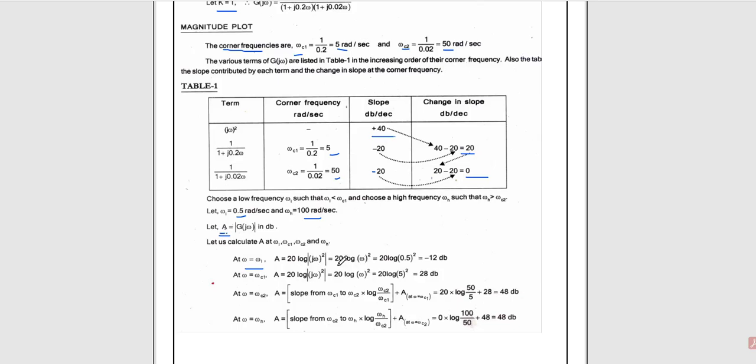So omega equal to omega L. Omega L we have selected as 0.5. So 20 log of 0.5 squared is minus 12 decibels. So we found one magnitude. For omega equal to omega L, the magnitude is minus 12 decibels.